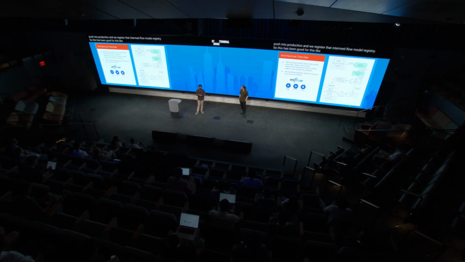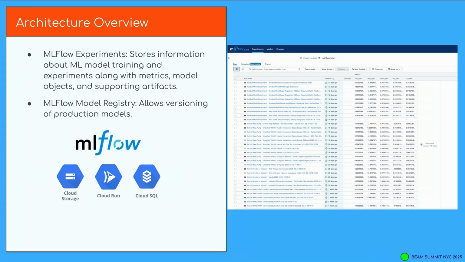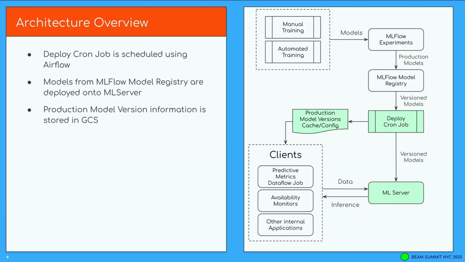So this has been good for us. I highly recommend MLFlow if someone wants to keep track of their experiments and have model versioning. This is an example of how it looks for one single model. Data scientists conduct multiple experiments. This is just an example of all the different experiments that they keep track of. They have metrics that they measure against, and all that stuff.